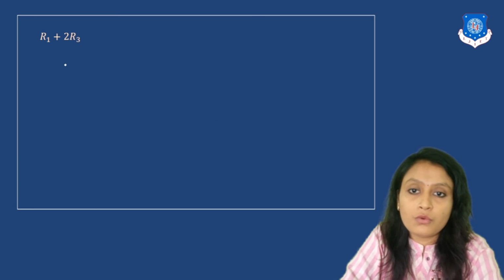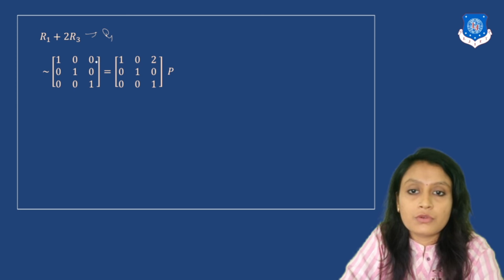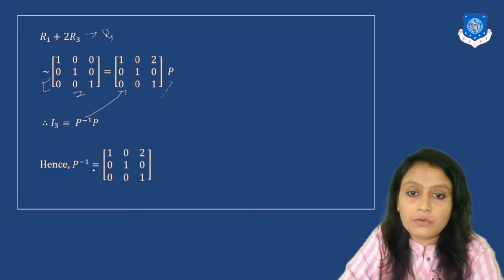So we will use the row operation R1 plus 2R3 and we'll make changes in R1. So you will get here 1, 0, 0, and these two rows will remain as they are, and here we will get 1, 0, 2, and these two rows will remain as they are. So here we have I and here we have a new matrix. So we will write I3 is equal to P inverse P. So this is your P inverse. We'll get the answer of P inverse as 1 0 2, 0 1 0, and 0 0 1.